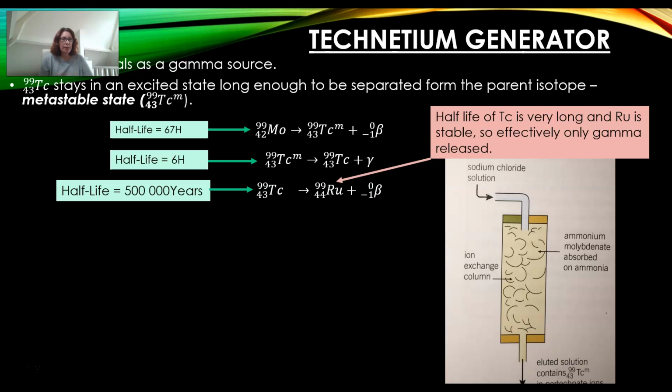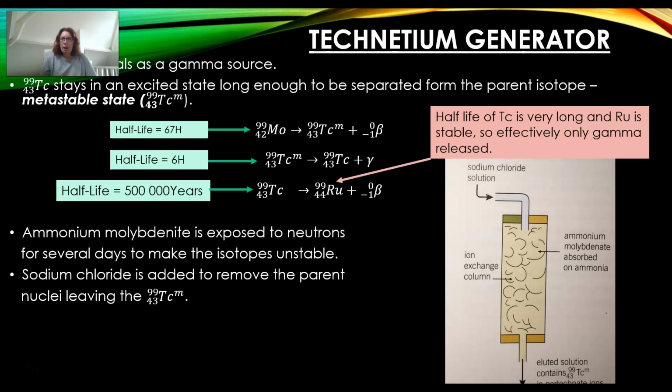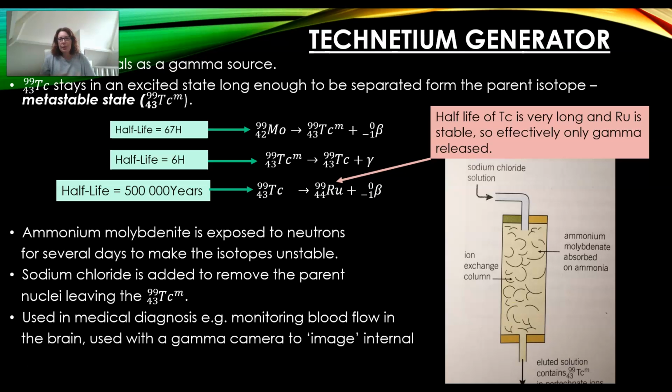And here you go. This is how they do it. They use sodium chloride, and then they have this tube here to do it. But you don't need to know about this. It's in the book if you want some more information. So the ammonium molybdenite, which is this, is exposed to neutrons for several days to make the isotopes unstable. Then sodium chloride is added to remove the parent.